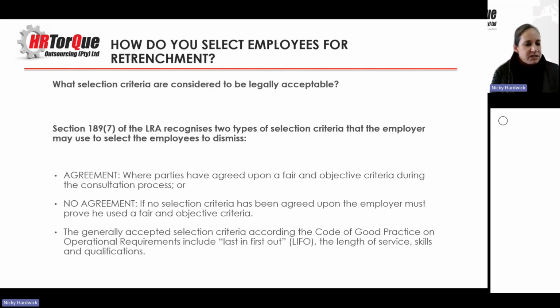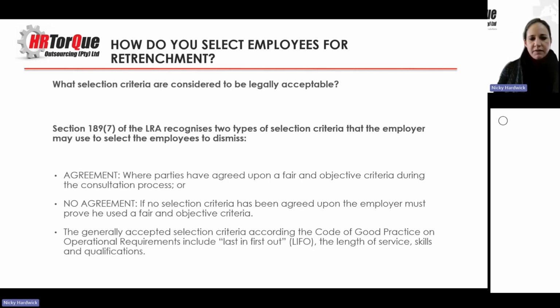So at the beginning, if you decide that you're going to go with agreement, you would have a meeting. For example, if you were talking to a union or a workers forum, you would have a meeting with them to decide on what you believe are those fair and objective criteria. In terms of the code of good practice, generally we would look at things like last in, first out, and that's often what is decided upon.